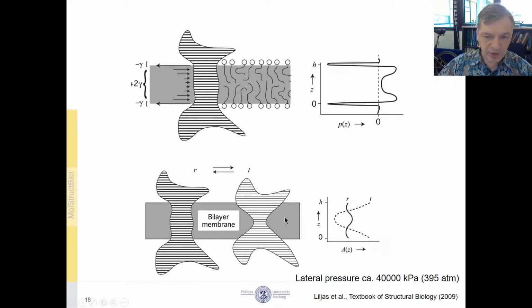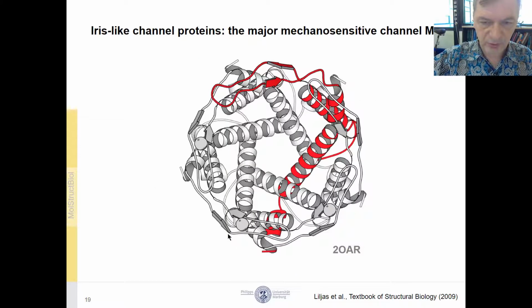So the lateral pressure inside membranes can be pretty high, as you see here, about 400 bar or atmospheres. So membrane proteins are controlled by the kind of environment. Let's see an example. Let's take the major mechanosensitive channel MscL. This is a channel that we find in bacteria. I think MscL is from Escherichia coli.